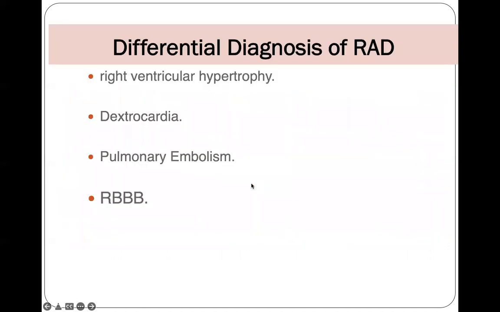So what is the differential diagnosis of right axis deviation? Any situation that causes right ventricular hypertrophy, dextrocardia, in which the cardiac apex shifts from its normal left-sided position to the right side, the presence of pulmonary embolism causing right ventricular dilatation, and also right bundle branch block, as we will see its morphology in the coming videos.